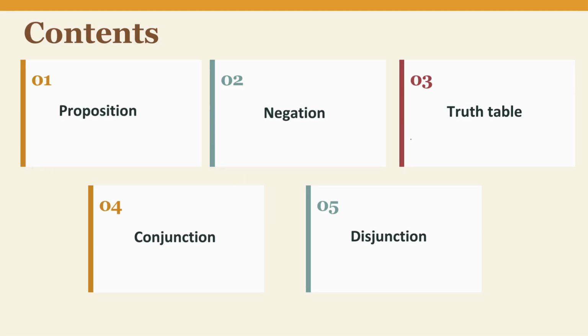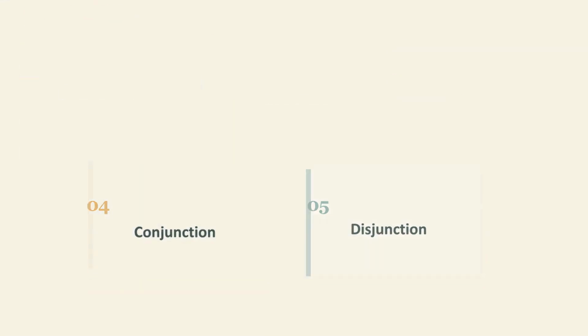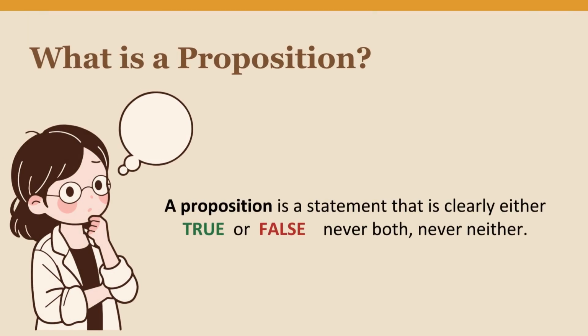In everyday language, we say all kinds of things: questions, opinions, statements. But in mathematical logic, we only work with propositions. So, what's a proposition? A proposition is a statement that is clearly true or false, never both, never neither.